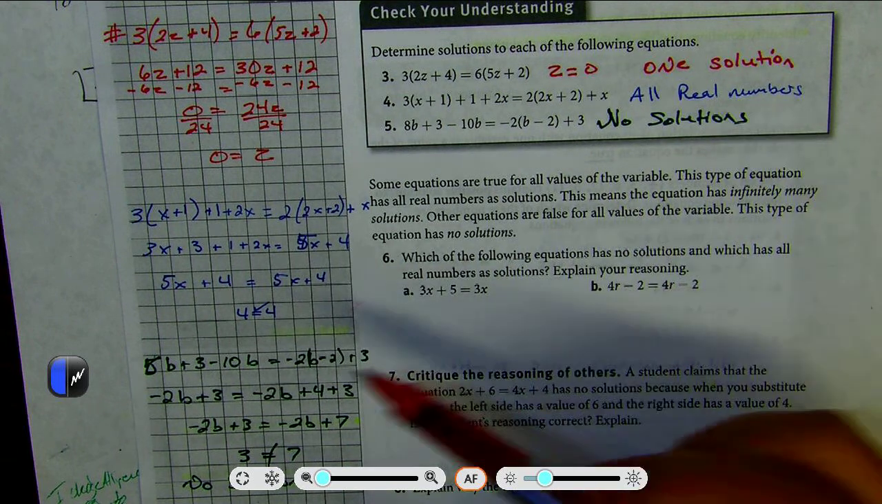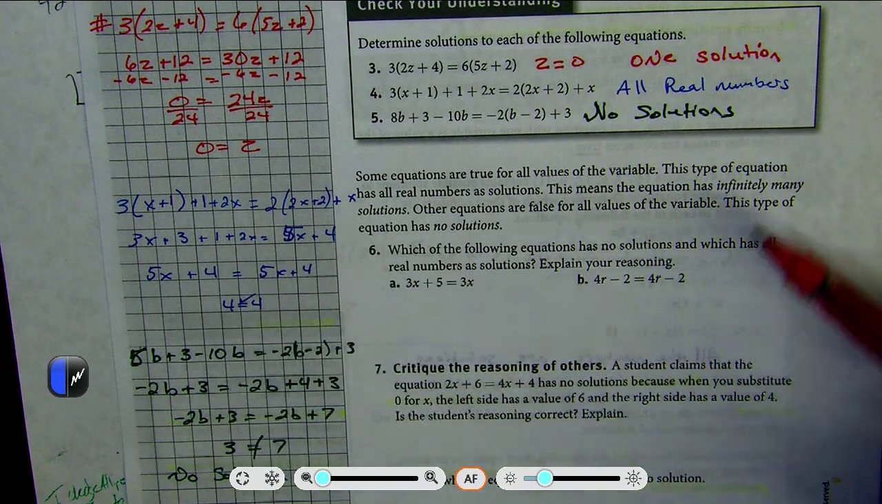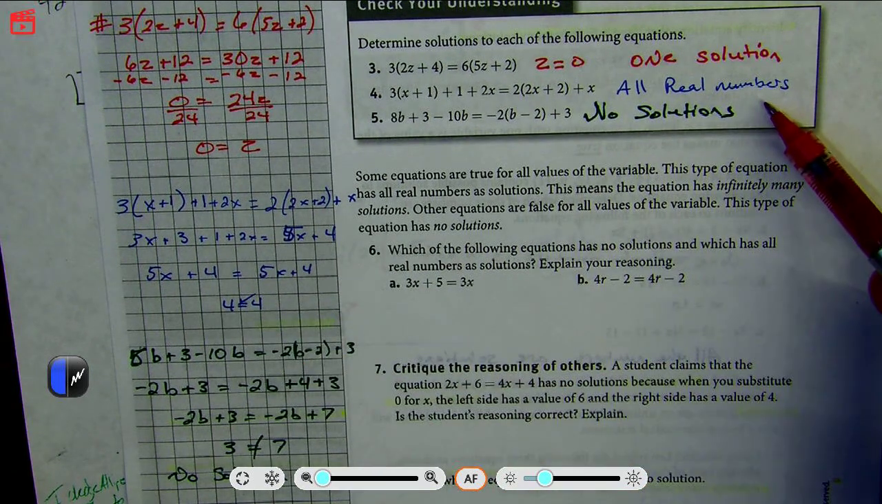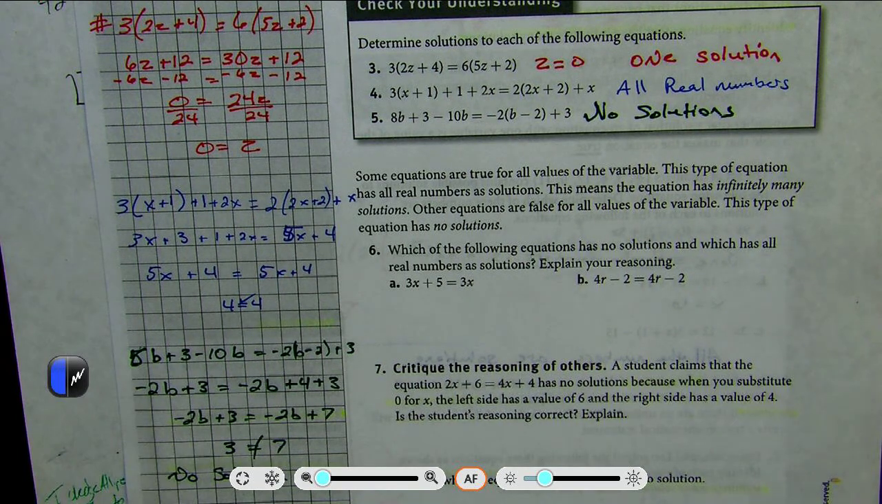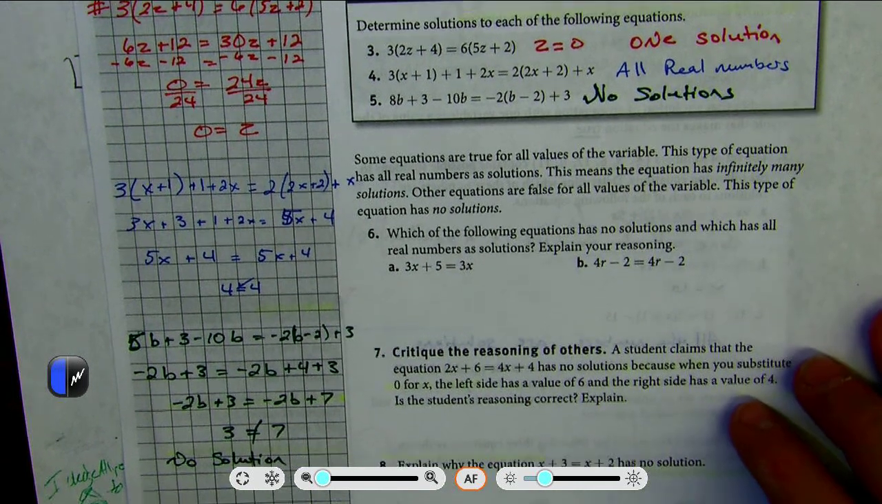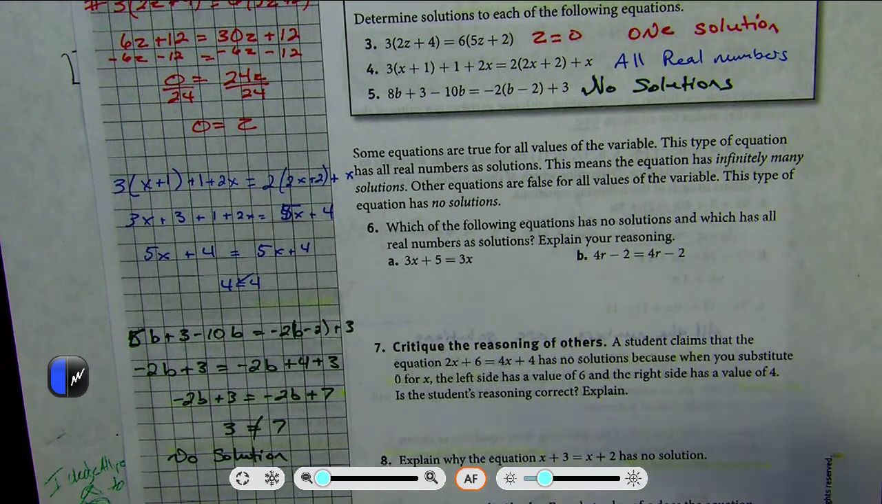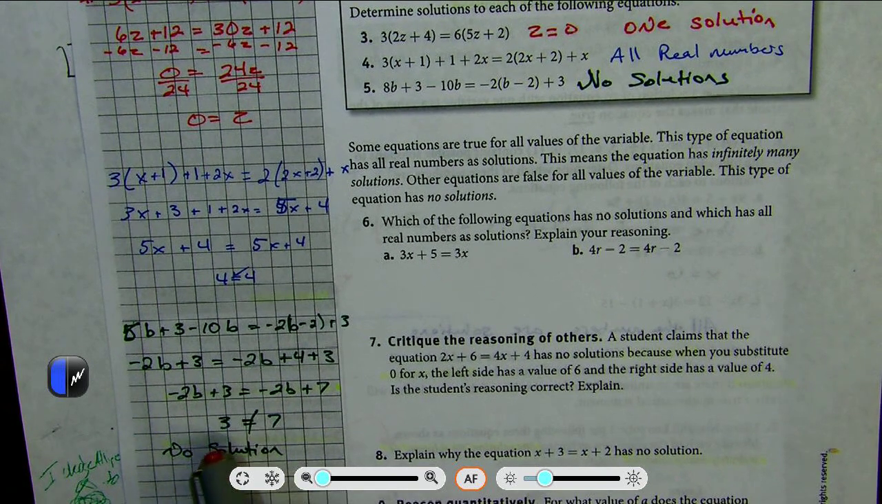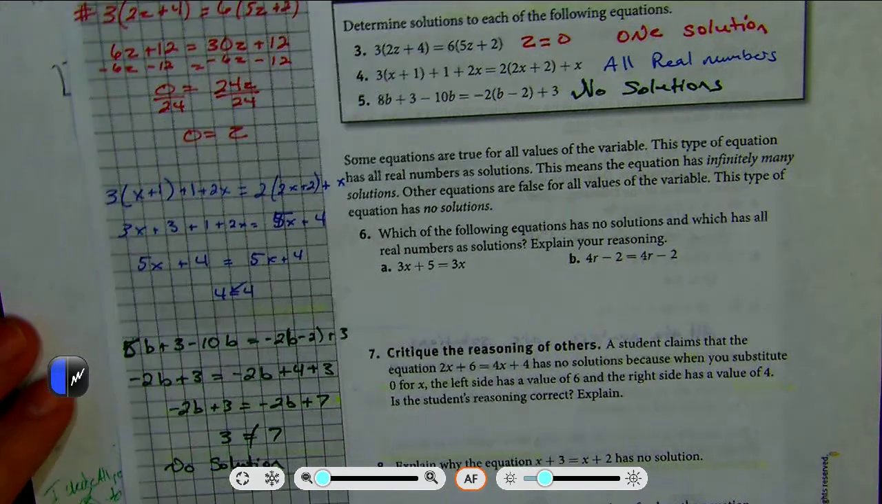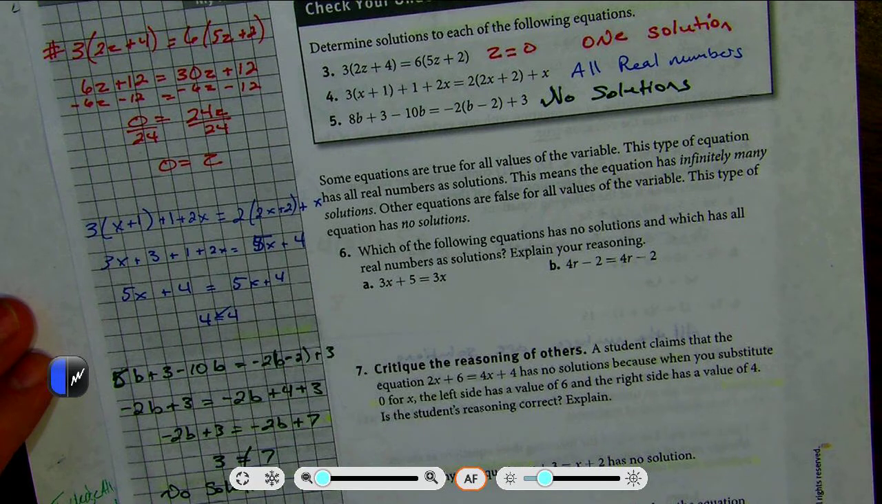For number 4, we got 4 equals 4, so that would be all real numbers, all right? If it's infinitely many solutions, what could be the solution? Anything can be the solution, so it's all real numbers. And again, for number 5, 3 does not equal 7, so that means it's no solution. All right, that means that it is no solution.